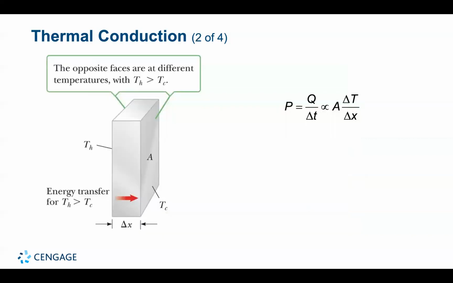So in this figure, we're looking at energy transfer through a conducting slab of cross-sectional area A with thickness delta X.